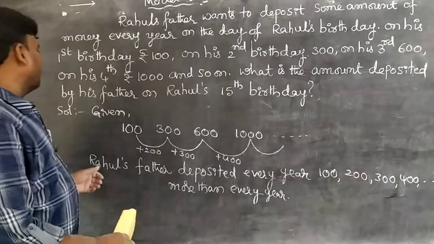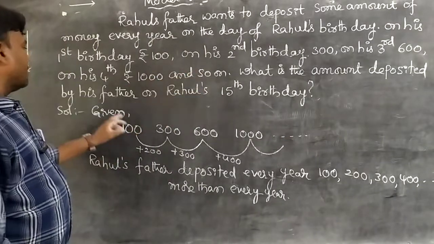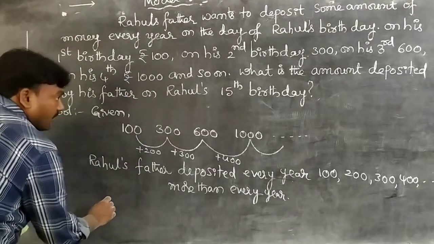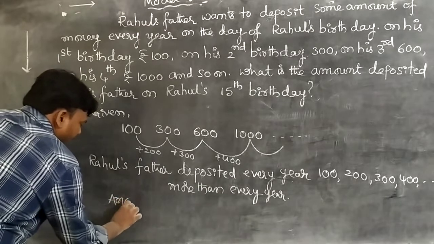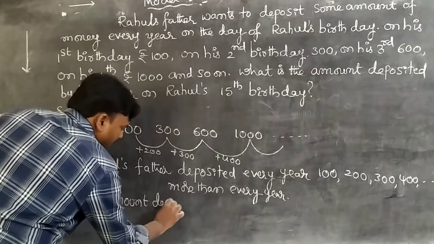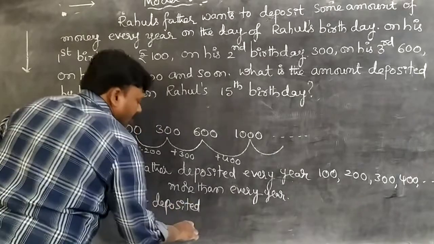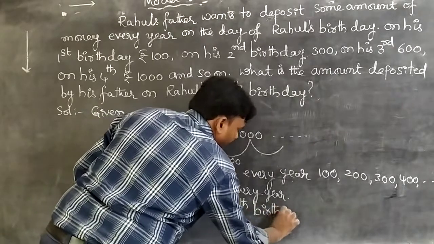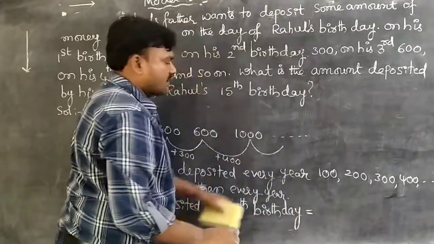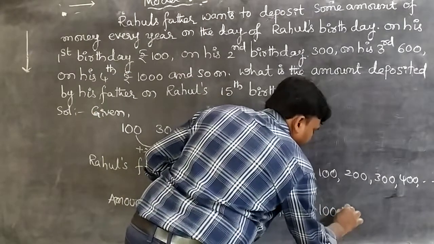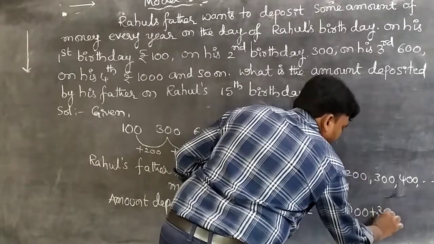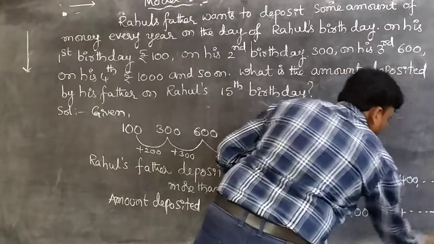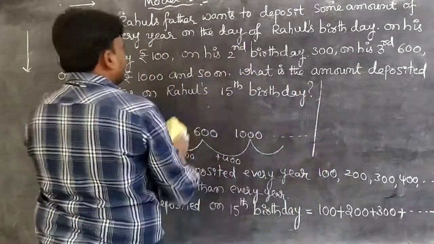So what do we find here? Rahul's father, amount deposited on 15th birthday. So the amount deposited on the 15th birthday equals: first birthday 100, second birthday 200, third birthday 300. Automatically the 15th birthday becomes 1500. So 1500. Okay, shall I solve the problem, students?